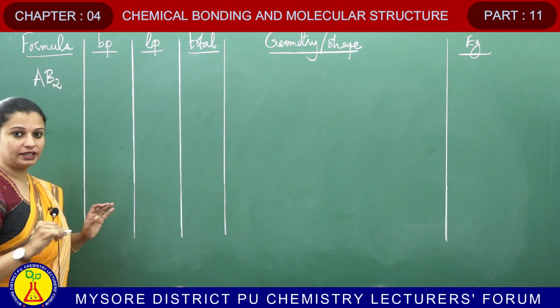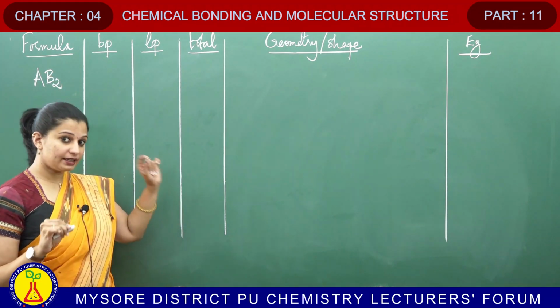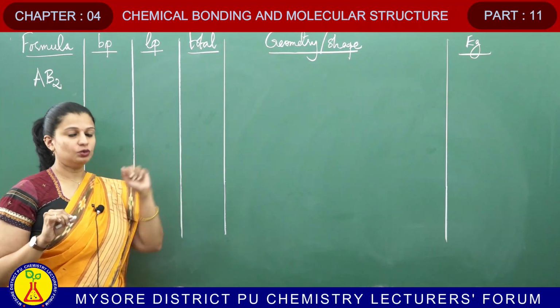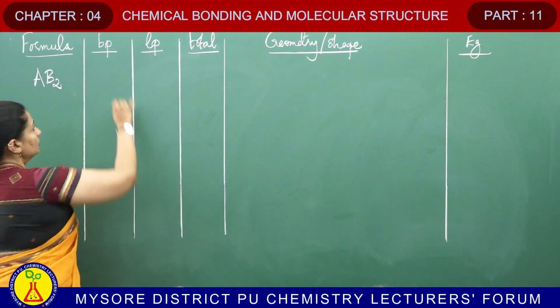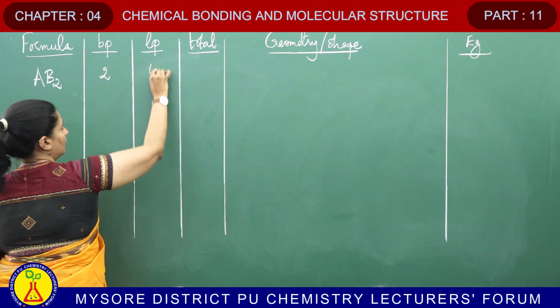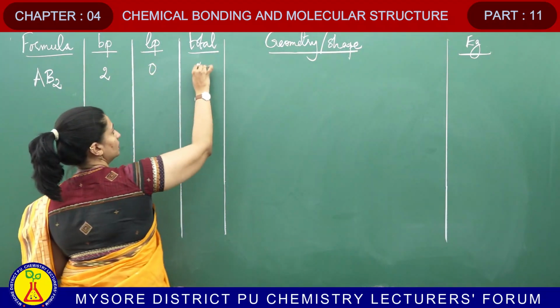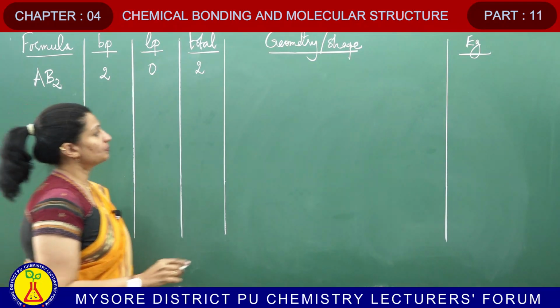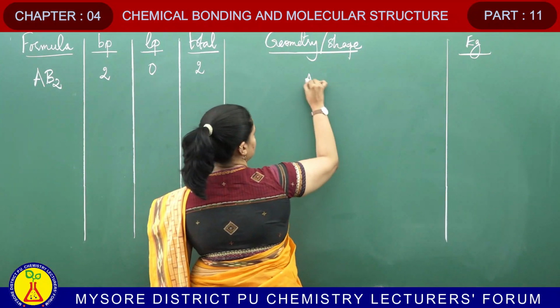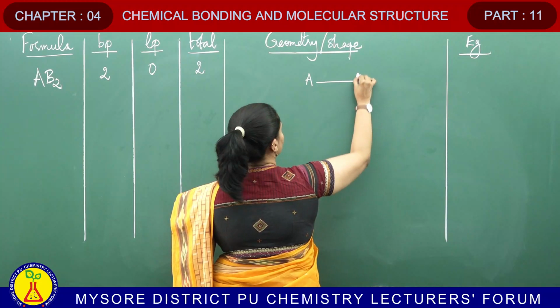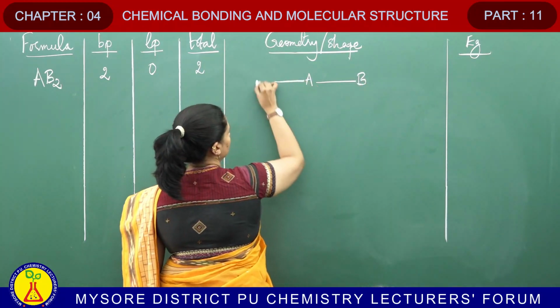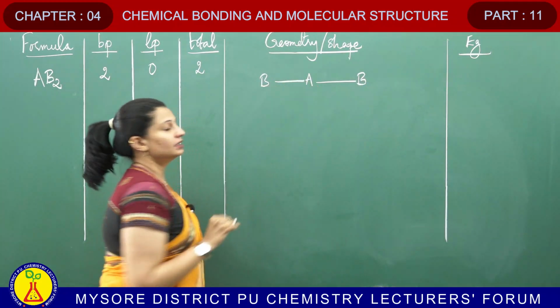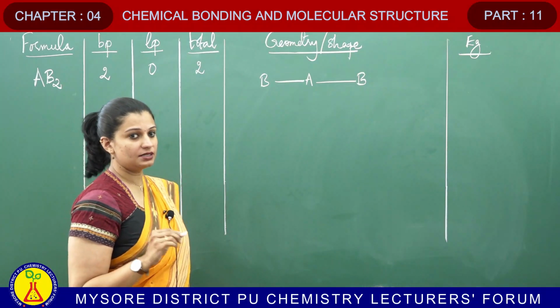AB2. When I write AB2, understand A is the central atom and there are 2 bond pairs. There are no lone pairs, which means the total number of electron pairs is 2. So if you have the central atom and you want to keep the bond pairs as far apart as possible, they can be kept 180 degrees apart.